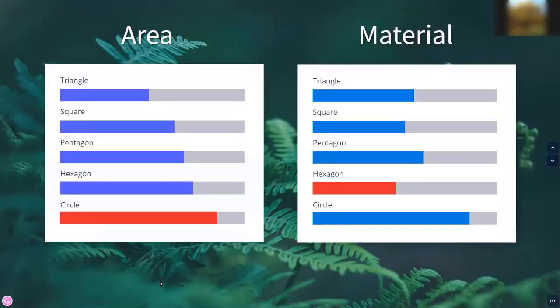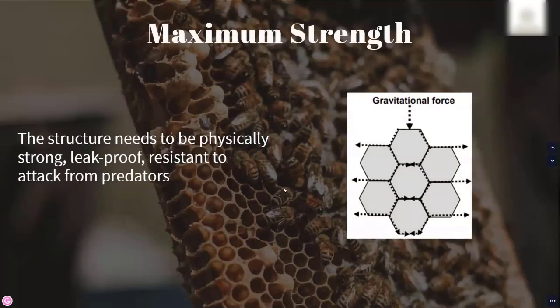If you have a constant length, the largest area will be a circle. We did it. And after the circle, hexagon. But for minimum material, the best option among them will be hexagon. So if you combine the area and the material, minimum material, maximum storage, the answer will be hexagon. So that's our mathematical explanation. But somehow bees could know this thousands of years ago. Maybe they tried the other options at the beginning.